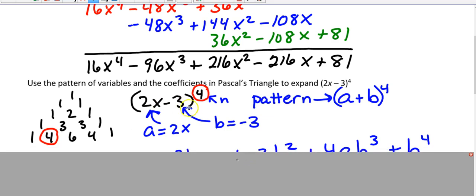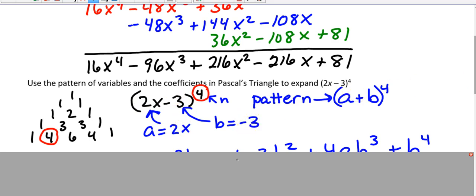If we have something to the fourth power, that would correspond to the row in Pascal's triangle where the second number is 4. Remember, this is (a+b)^0 is 1, (a+b) to the first, (a+b) squared, a squared plus 2ab plus b squared, and so forth. So when you see this n, this exponent you're raising the binomial to, it is the second number in the row of coefficients. Then my a, instead of just being a, is 2x, and my b is negative 3.